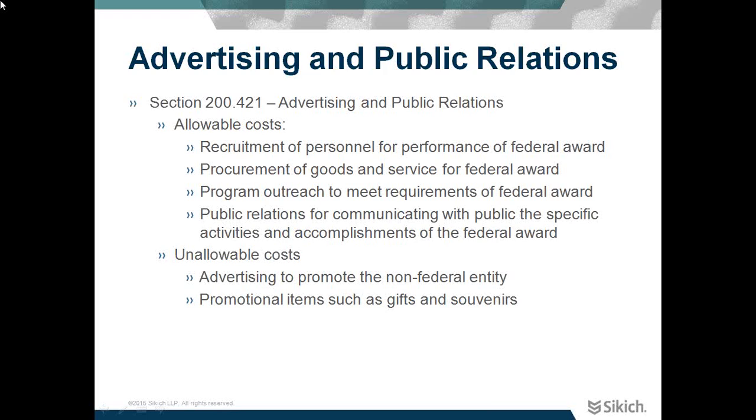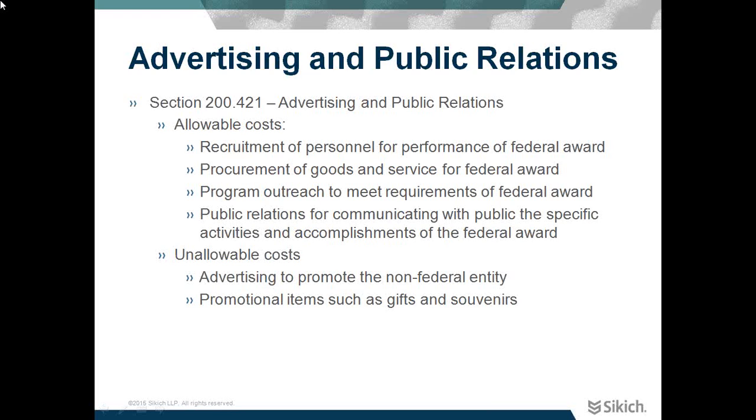Advertising and public relations. This is new guidance. There are new allowable costs in the guidance for advertising. First one, recruitment of personnel for performance of a federal award. Examples of recruiting costs would be advertising for positions, outsourced recruiting costs, if you're outsourcing to an agency to recruit for you, that's an allowable cost. Aptitude testing, if you're testing potential employees to see if they're apt for the position, that's an allowable cost as well. Travel for the potential employee to come and interview with you is an allowable cost. And finally, relocation expenses.